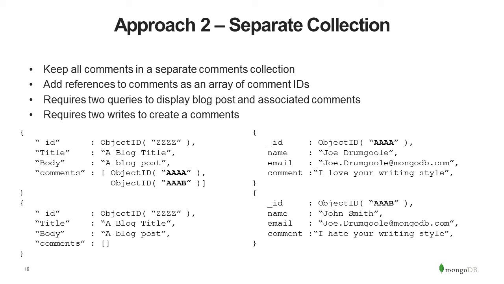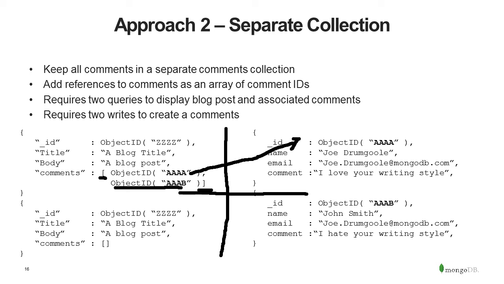So we've split the screen here. On the left-hand side, we've got the blog posts. We've still got our ID and our title and our body and our comments. But now our comments, notice, it's still an array, but it's an array of object IDs. And those object IDs are referring over here to these 2 objects here and here.